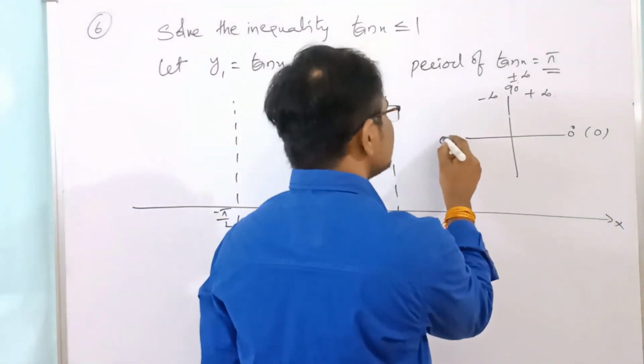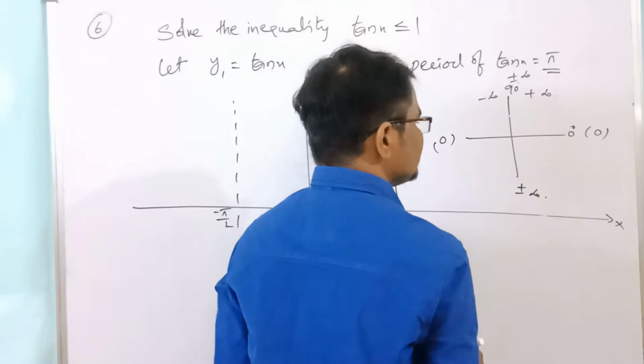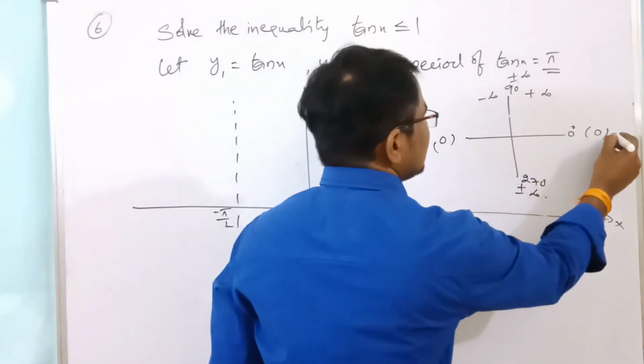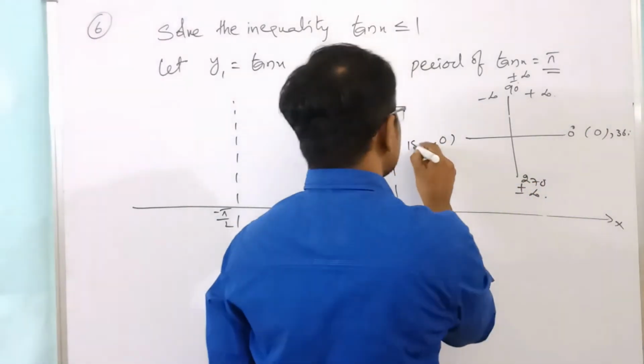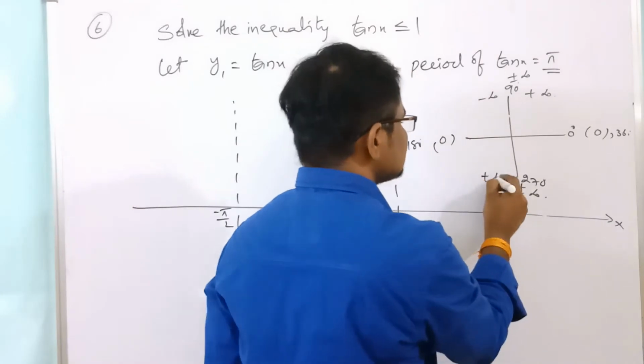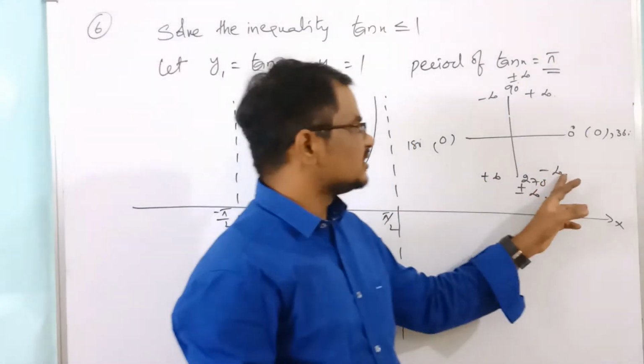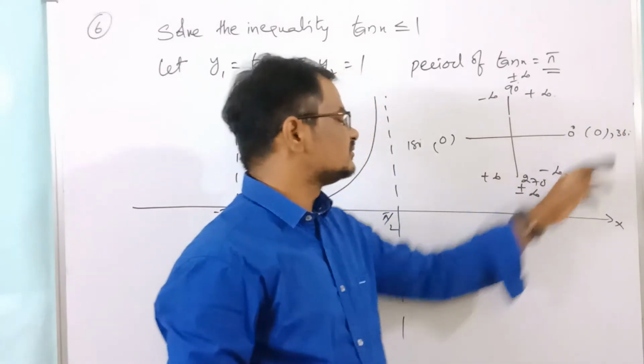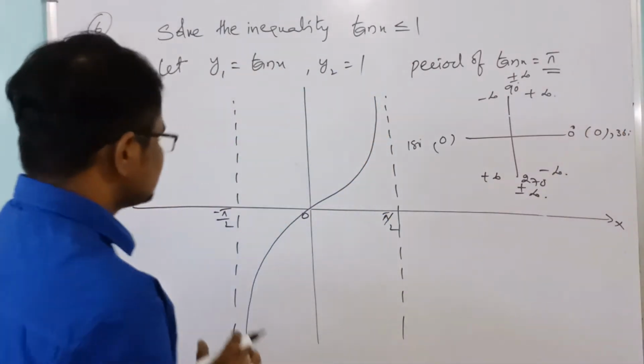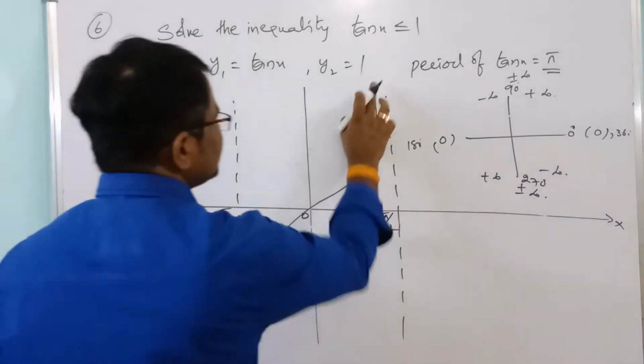Here again 0, here plus or minus infinity, because here is 270, and again here 360. Here 180, tan 180 is 0. Here this is plus infinity, this is minus infinity. Now this is the fourth quadrant, minus infinity to 0, right? Increasing only. So minus infinity to 0, 0 to infinity. Okay, no?